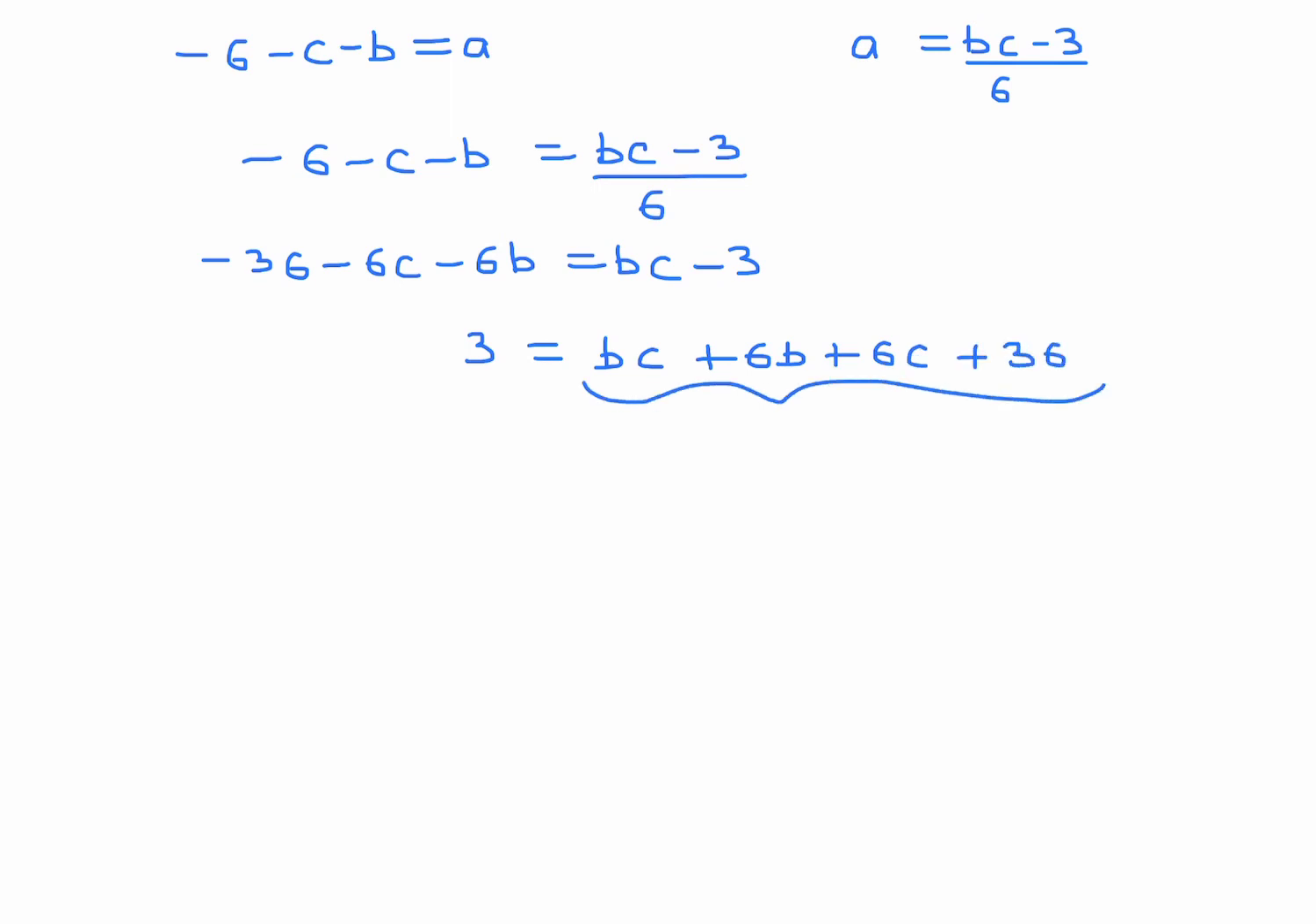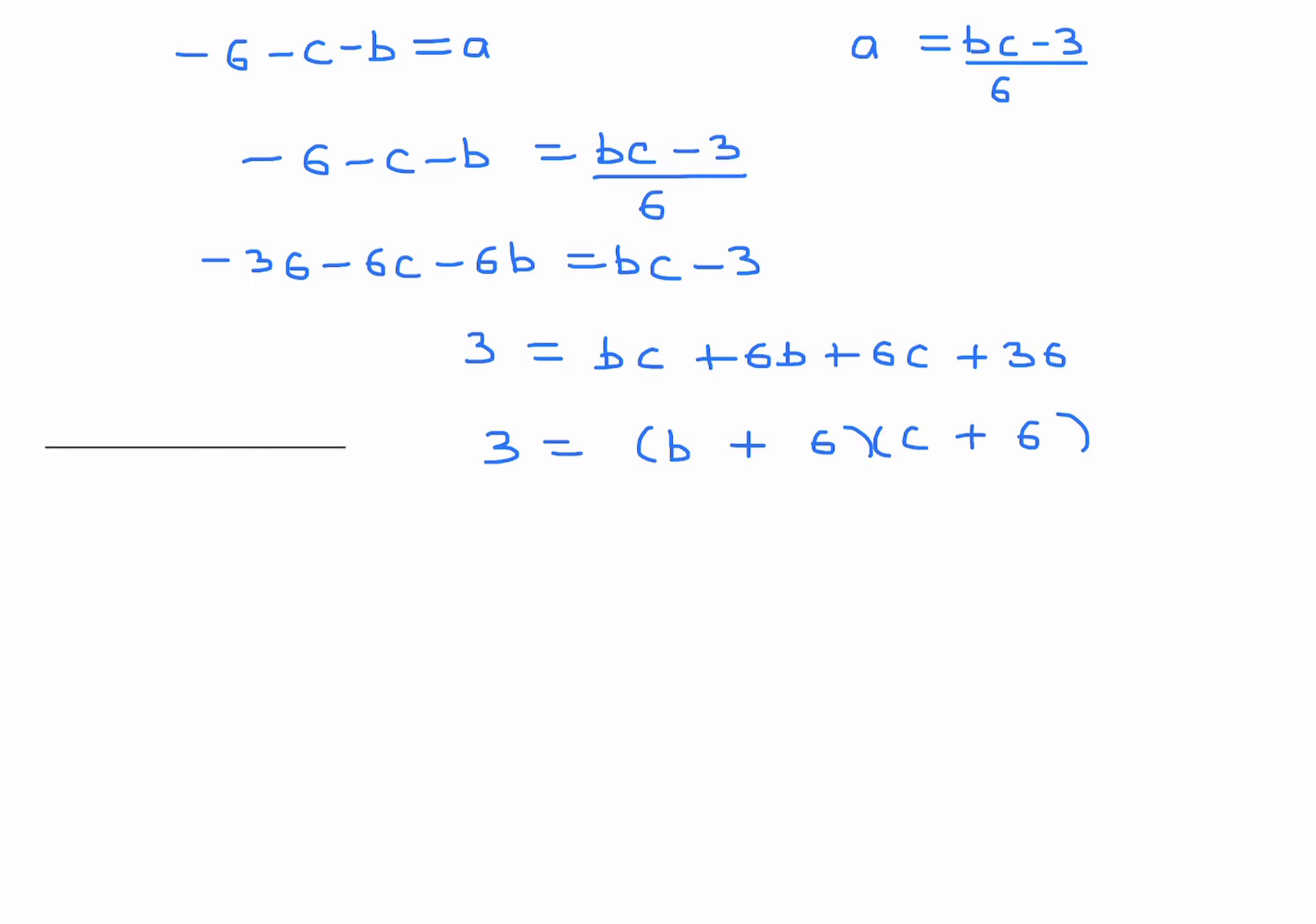I think this factors very nicely. So let's see here. I got b, c, 6, and 6. Yeah. Okay, very good. So now I've got to make a little bit of a table and try to figure out what values of b and c will be able to satisfy this equation.